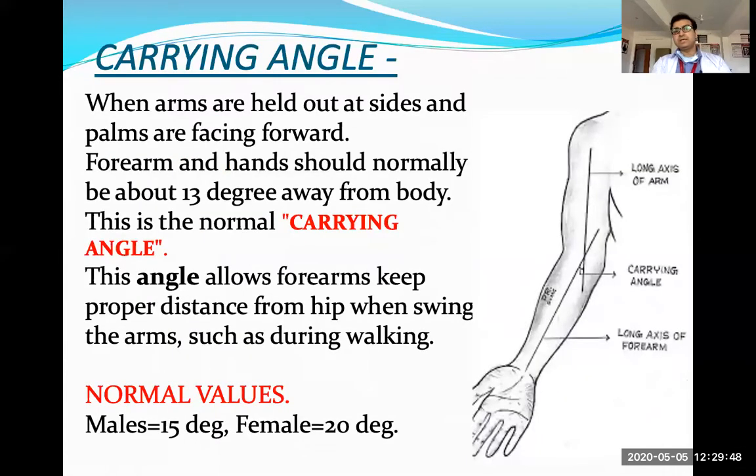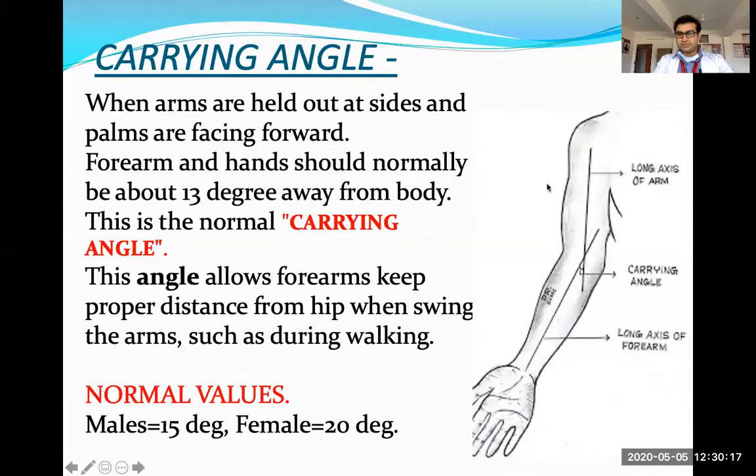Now come to the carrying angle, which is very important for day-to-day activities. When arms are held outside and palms are facing forward, forearm and hand should normally be about 13 degrees away from the body. This is a normal carrying angle. This angle allows the forearm to keep proper distance from the hip when swinging the arm, such as during walking.